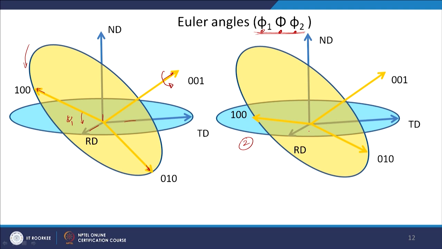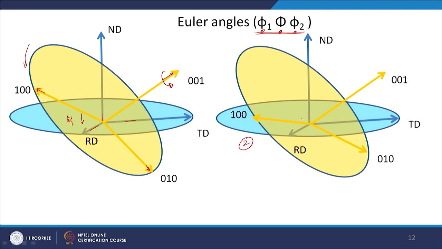Once this is lying on the RD-TD plane, I can easily bring the 001 axis parallel to ND, because any rotation I am going to give in the same sample geometry, there will be a true angle between the ND and 001.